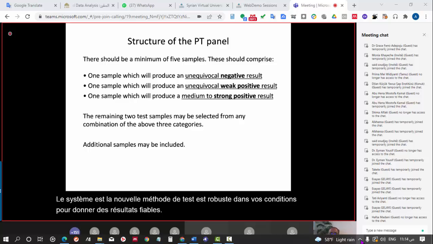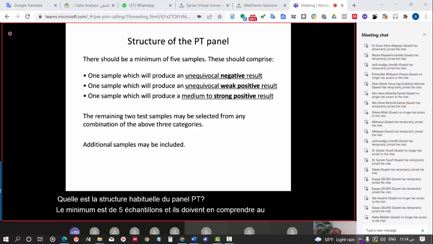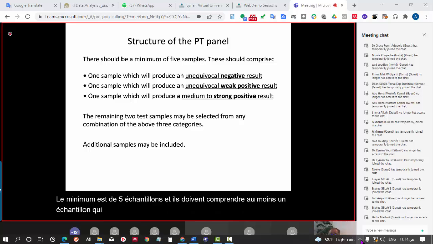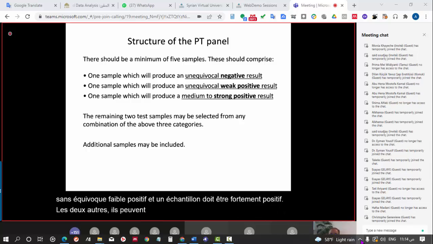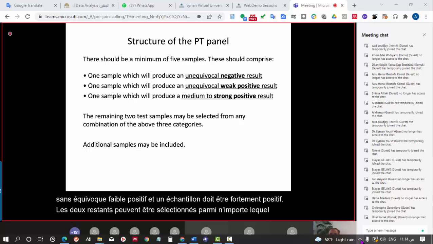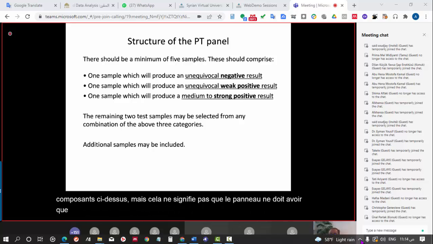What is the usual structure of the PT panel? The minimum is 5 samples, and they should comprise at least one sample which will produce an unequivocal negative result. One sample should be unequivocally weak positive, and one sample should be strong positive. The two remaining samples can be selected from any of the combinations above, but it doesn't mean that the panel should have only 5 samples. Additional samples may be included.